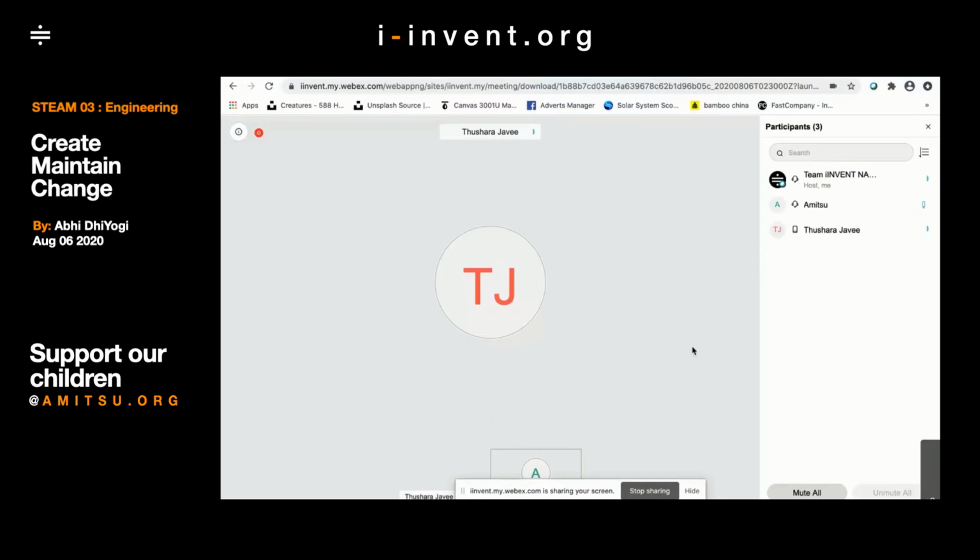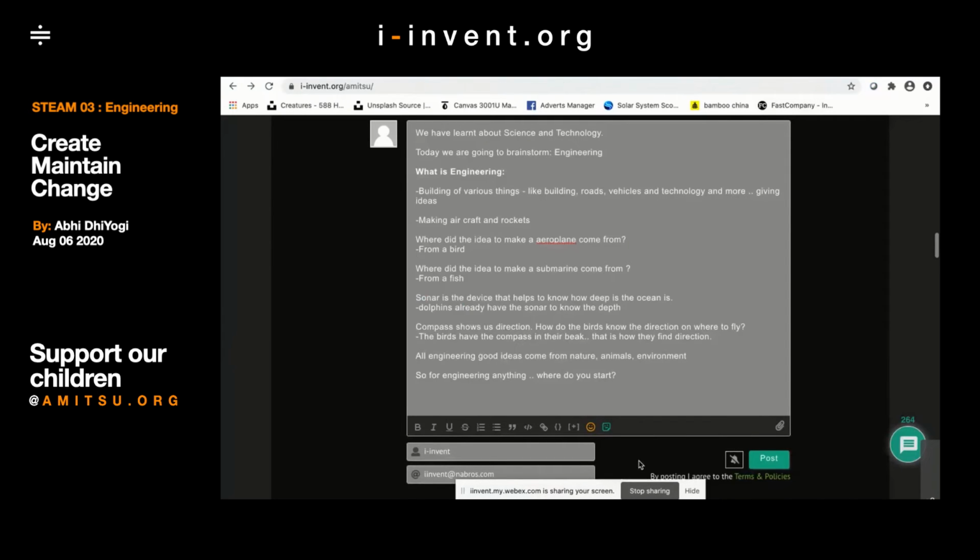Okay. So now let me ask one question. Where do you think the idea for electricity came from? From lightning. Very good. From lightning, correct? So everything that we have engineered, we can see it in nature, correct? So for engineering, what is the starting point? Where should you look first? In the nature.